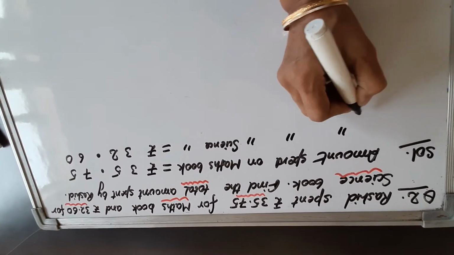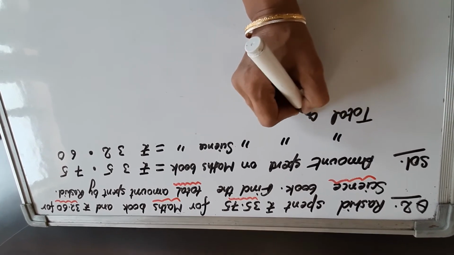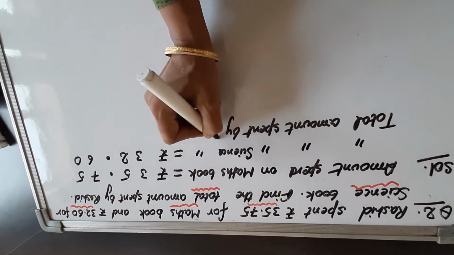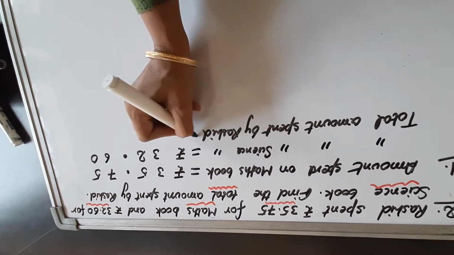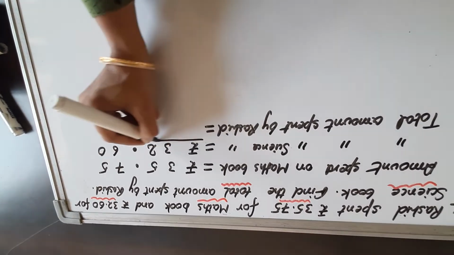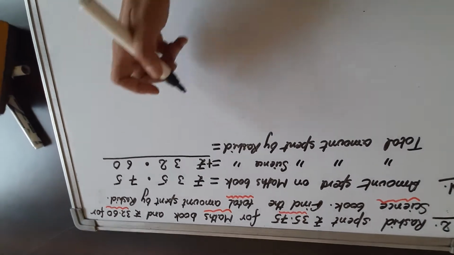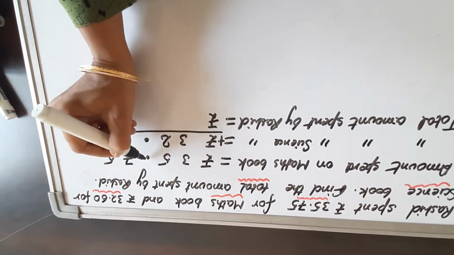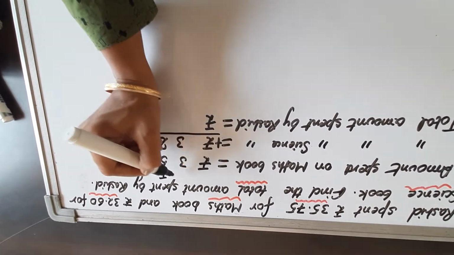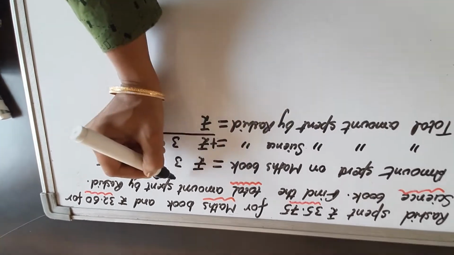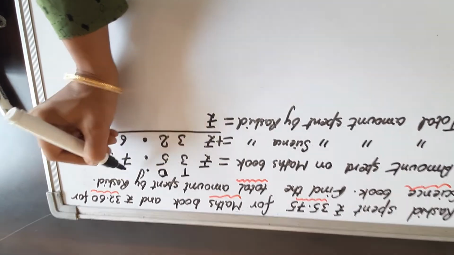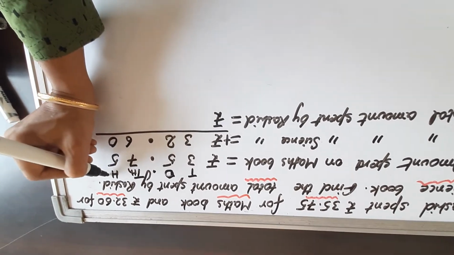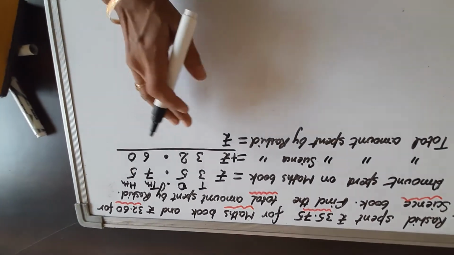So what do we write? Total amount spent by Rashid is equal to, so what do we do? We will add them. So let us add them. Rupees. This is the tens position on the left of the decimal. This is the ones position. On the right of the decimal we have the 10th position and the 100th position. So let us start adding it.